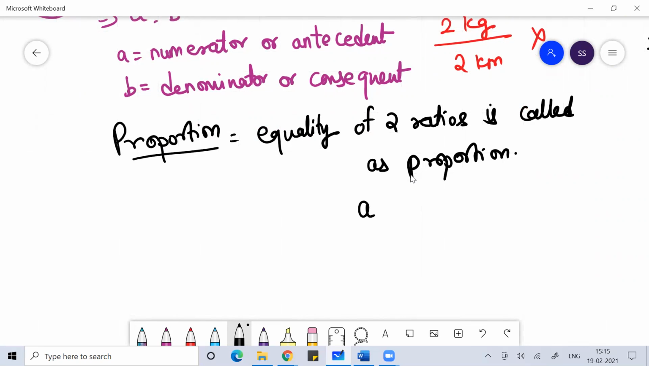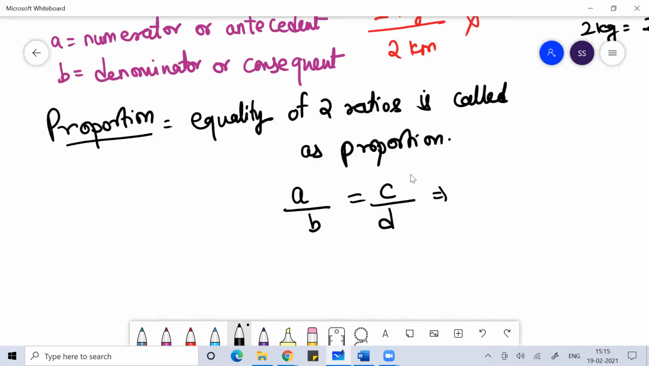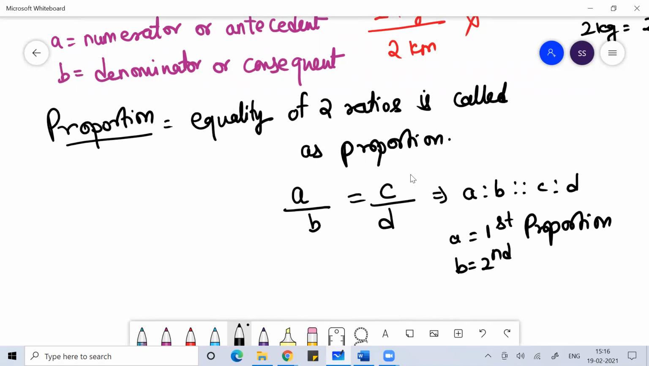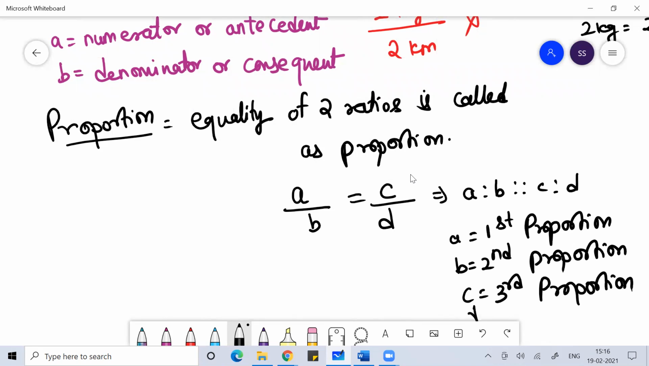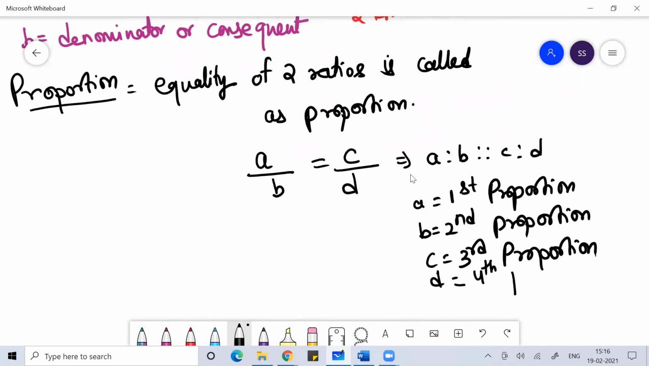Suppose A by B is equal to C by D. So here A by B is equal to C by D. The other way of saying this is A is to B as C is to D. Where A is called the first proportion, B is called the second proportion, C is called the third proportion, and D is called the fourth proportion.